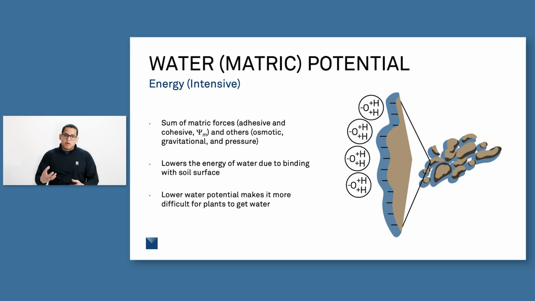Because of that binding, that water becomes, one, less accessible to the plants, but also as that matric potential goes down, if there's an area nearby that has a higher matric potential, the water is going to flow towards that area of low matric potential, because everything always wants to be in equilibrium. Ultimately, that's the goal, and that's what drives some of these forces: trying to reach equilibrium.